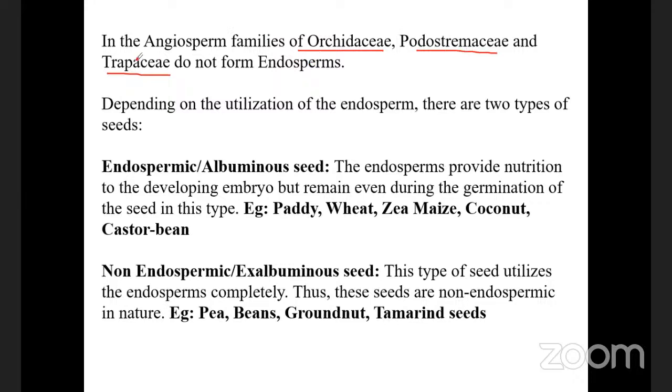Orchidaceae, Podostomaceae, Trapeaceae: non-endospermic, no endosperm in the seed. Only the embryo is present.